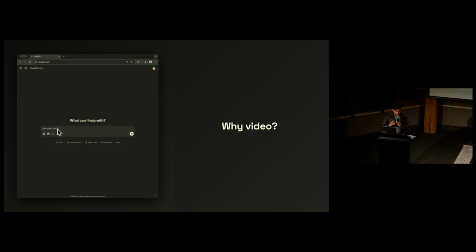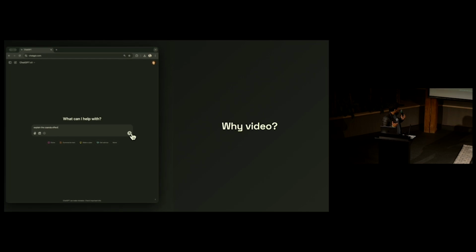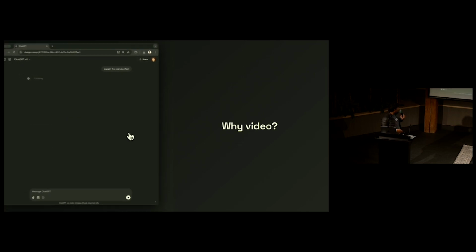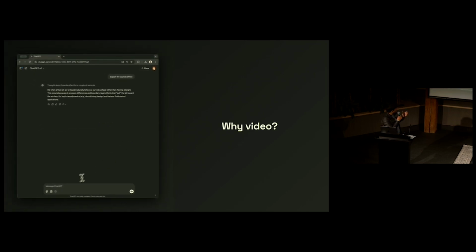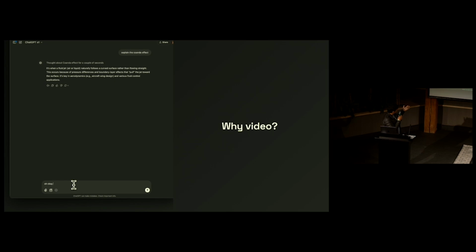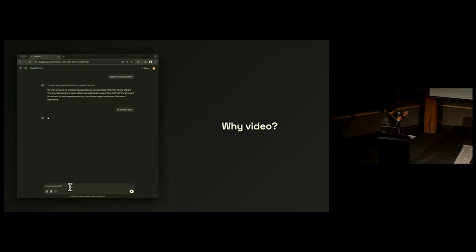And then just for a comparison, let's see what learning this with even the brightest AI is like. So if I go to ChatGPT o1, I ask, hey, explain the Coanda effect. I don't really learn, I learned some words, but I don't really understand how it's working. So I'm like, okay, but why?